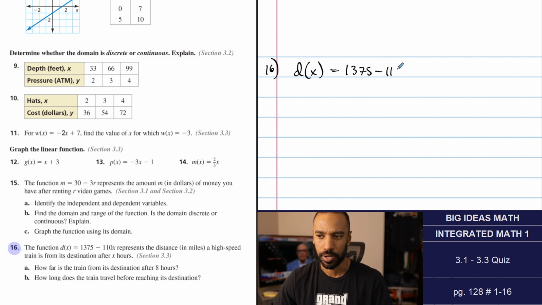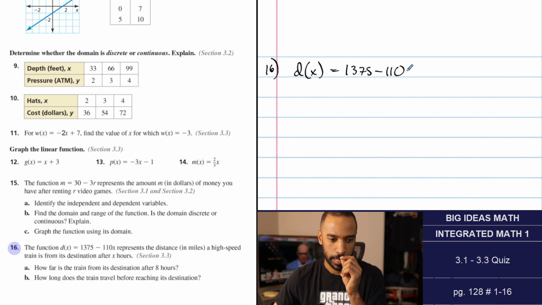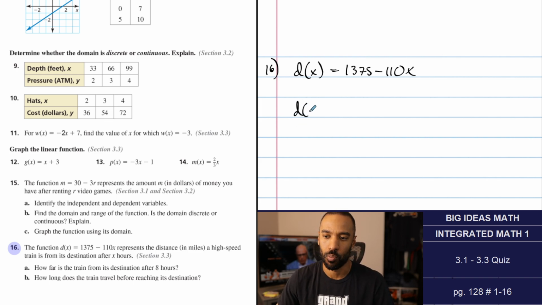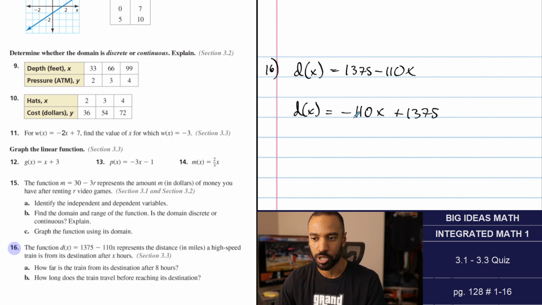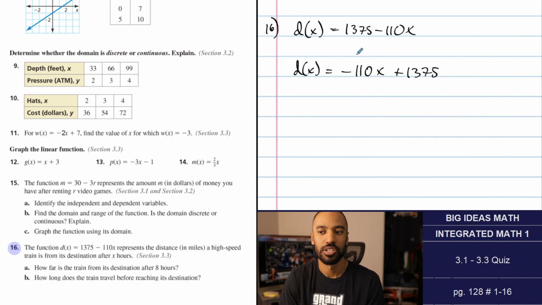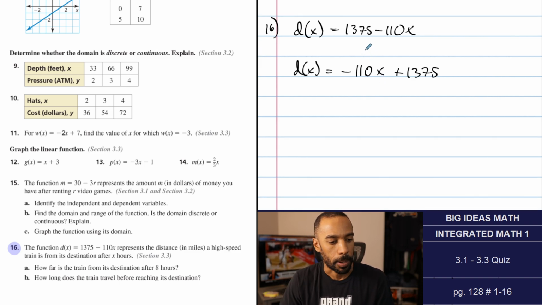So, section 3.3. Oh, I need an x right there. Here it is: the distance in miles a high-speed train is from its destination. Now, if you wanted true y equals mx plus b form, then this term would be written first, and this term would be written second. If anything, I'm reminding you that this term stays negative, this term stays positive. I don't know if this is better or worse from what we do. Just letting you know that's the other form.